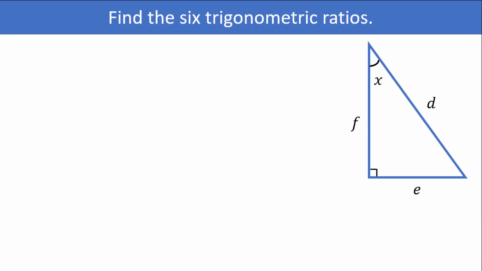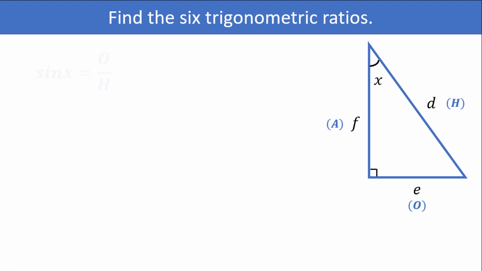Let's find the six trigonometric ratios with respect to the angle x in this triangle. As I said a moment ago, traditionally, an angle is represented by theta, but sometimes you might see an angle represented by x, as we see here. With respect to x, E is the opposite side, D is the hypotenuse, and F is the adjacent side.